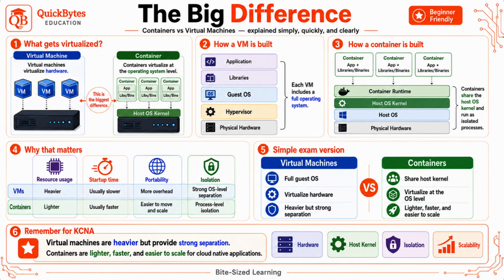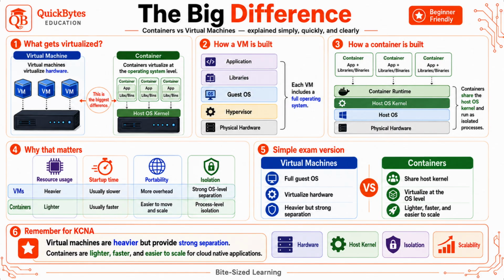VMs are usually heavier because each VM includes a full operating system. Containers are usually lighter because they share the host kernel. VMs usually take longer to start. Containers usually start much faster. VMs provide strong isolation because each VM has its own operating system. Containers provide process-level isolation, but they share the host kernel.